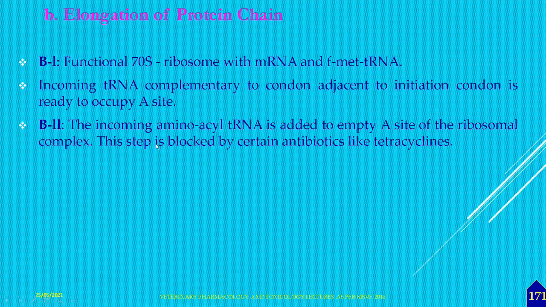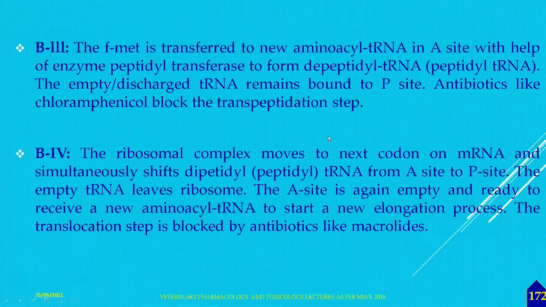Especially in B2, the incoming amino acid tRNA is added to the empty A site of the complex, and this step is blocked by certain antibiotics like tetracycline. In B3, the FMET is transferred to the new amino acid tRNA in the A site, with the help of the enzyme peptidyl transferase, to form the dipeptidyl tRNA, and the empty discharged tRNA remains bound at the P site. Antibiotics like chloramphenicol bind to the peptidyl transferase process and stop the bacterial growth.